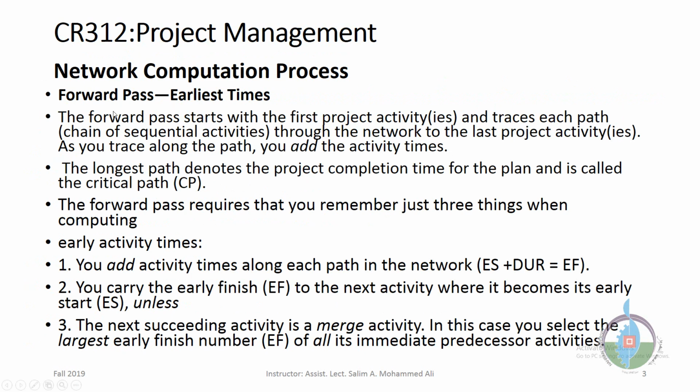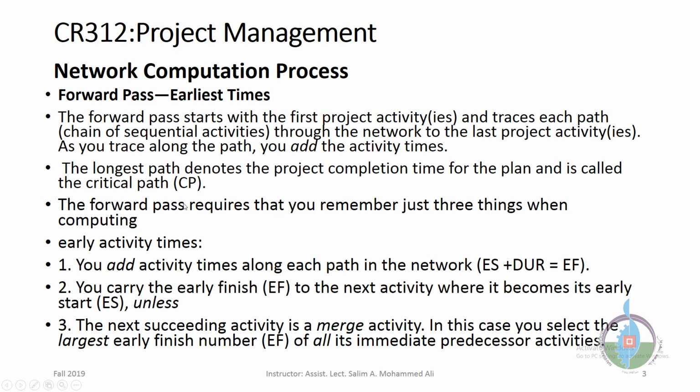Forward pass, earliest time. How can we compute it? The forward pass starts with the first project activities and traces each path, a chain of sequential activities, through the network to the last project activity. As you trace along the path, you add the activity times. The whole process can be explained on the diagram, but first let's read the points before showing it to you. The longest path denotes the project completion time for the plan and is called the critical path.